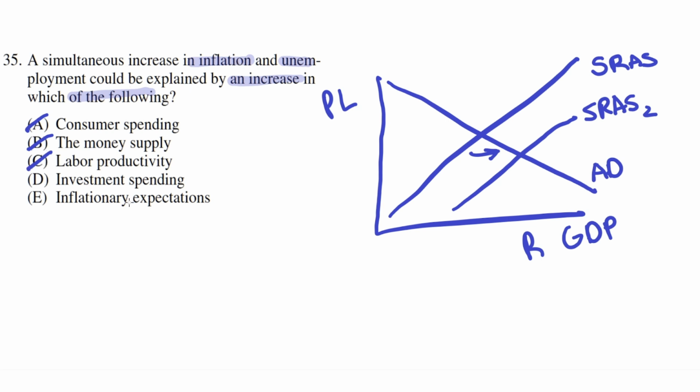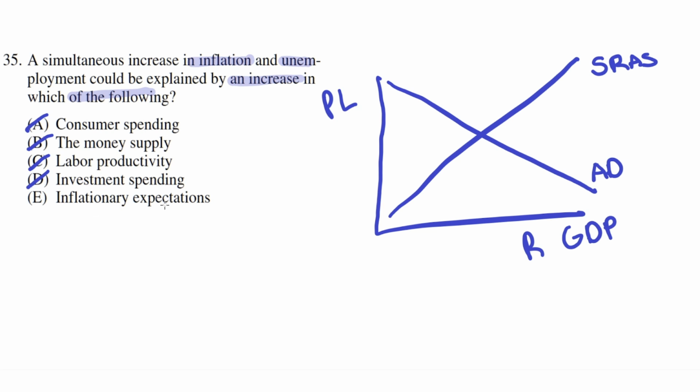D, investment spending. We've already detailed how an increase in the money supply leads to greater investment spending, and investment spending resulted in a shift to the right of the AD curve, which was wrong because it did not lead to an increase in inflation and an increase in unemployment. So we can eliminate D as well, because an increase in investment spending does not lead to an increase in inflation and an increase in unemployment.